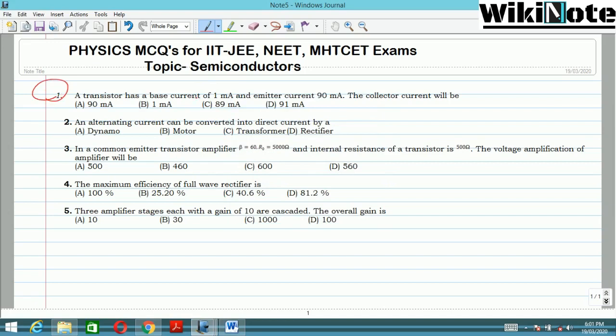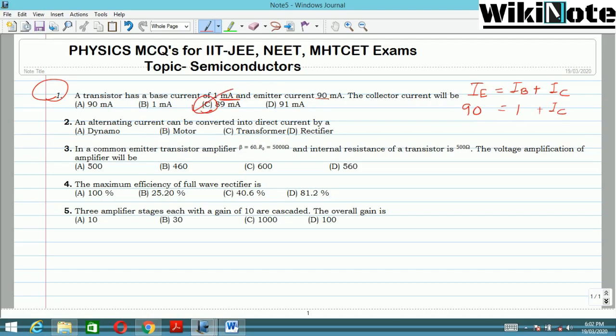A transistor has a base current of 1 milliampere and emitter current of 90 milliampere. The collector current is, so this is very interesting and simple. Always keep in mind, in case of a transistor, the emitter current is always the combination of base current plus collector current, and collector current is always less than the emitter current. You can see from this equation also, and they have given the emitter current as 90 and the base current as 1, and they have asked you about the value of IC. So this IC is going to be 89.